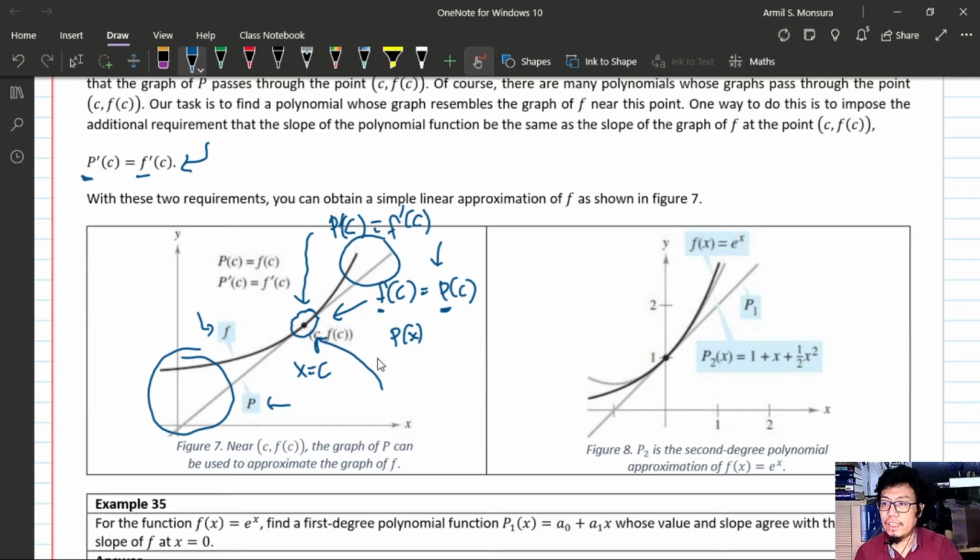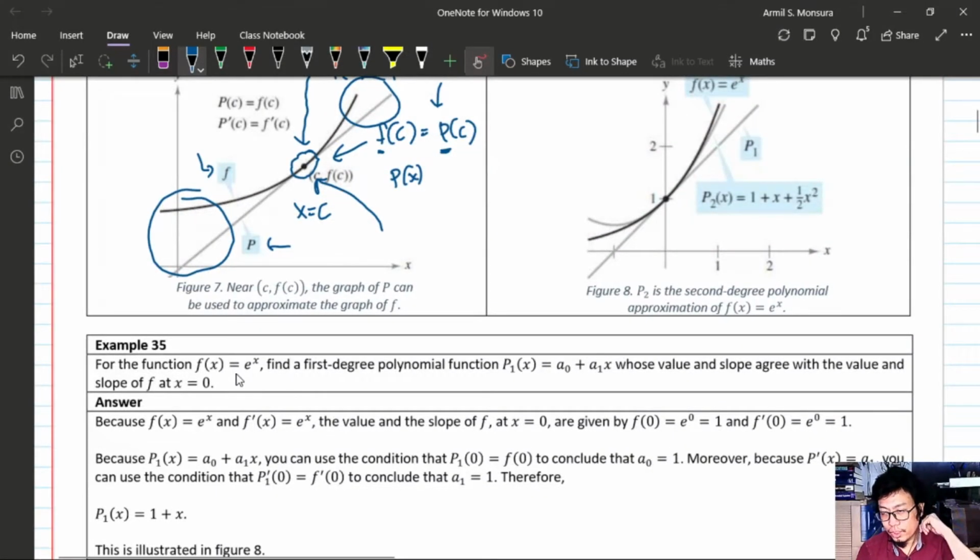So let's take a look at example 35. For the function f of x equals e raised to x, let's find a first degree polynomial p1 of x equals a0 plus a1 x whose value and slope agree with the value and slope of f at x equals 0. So in this case, our c is 0. The center of our approximating polynomial is at 0. Here we call this first degree. We have a first degree polynomial here.